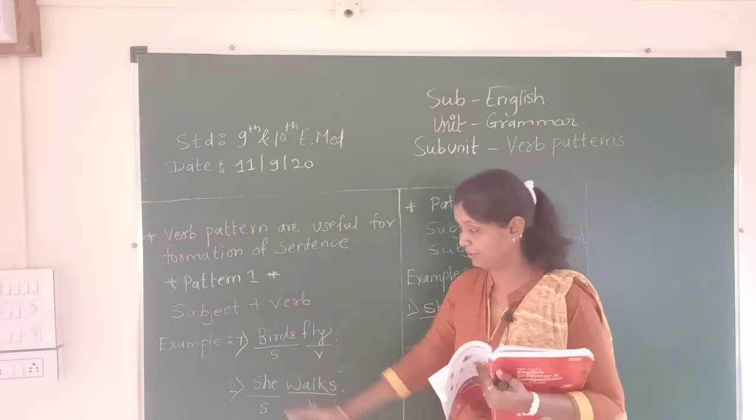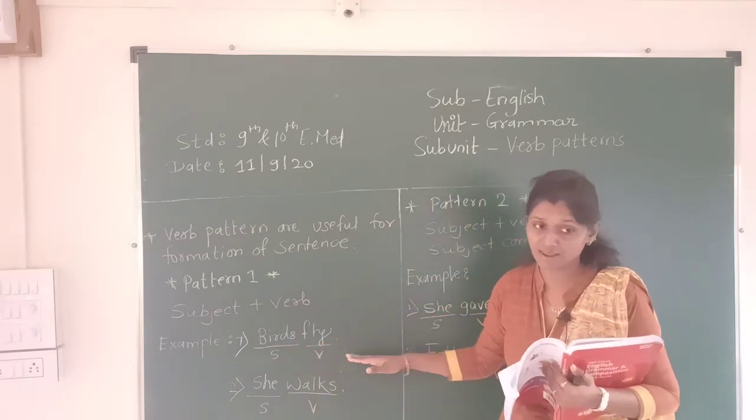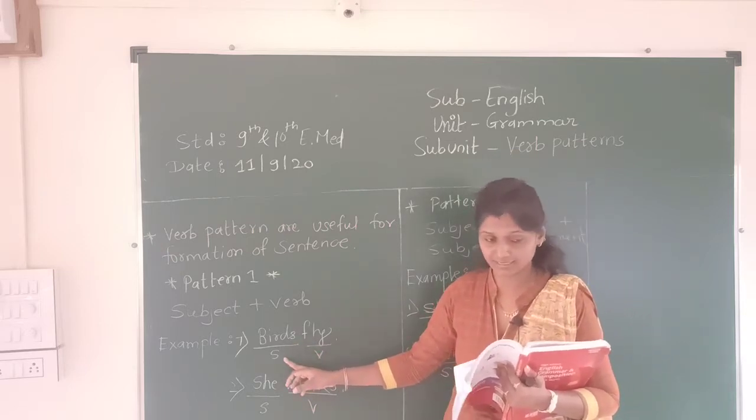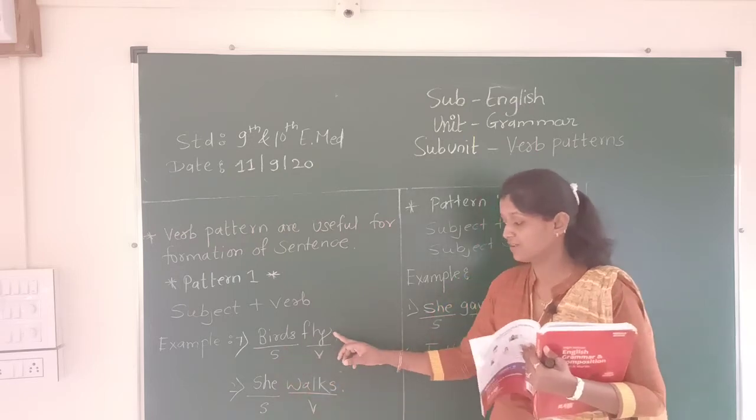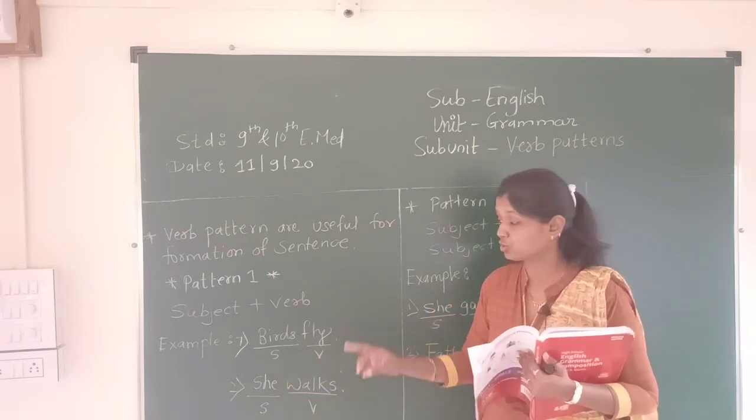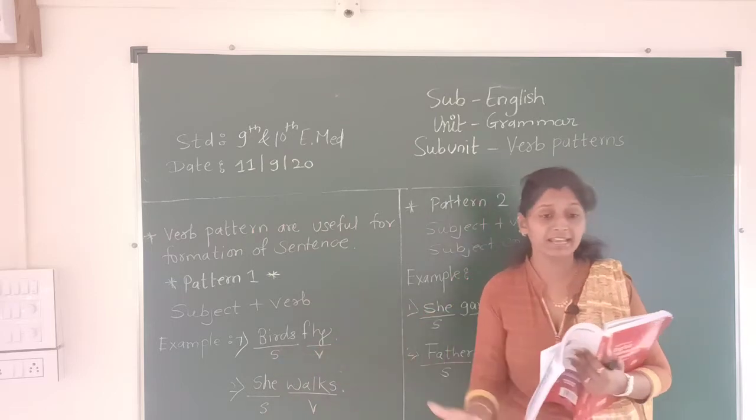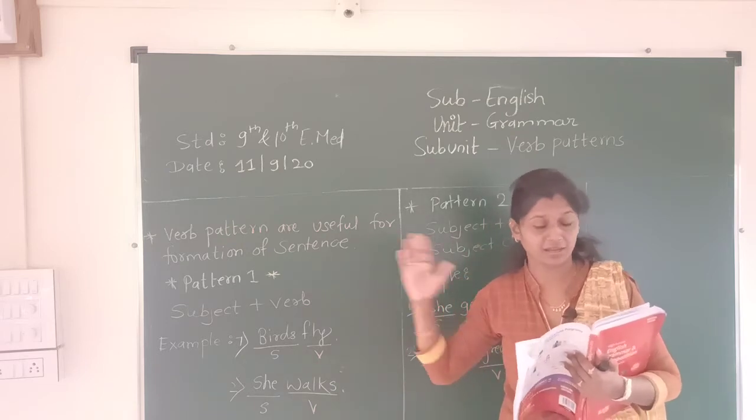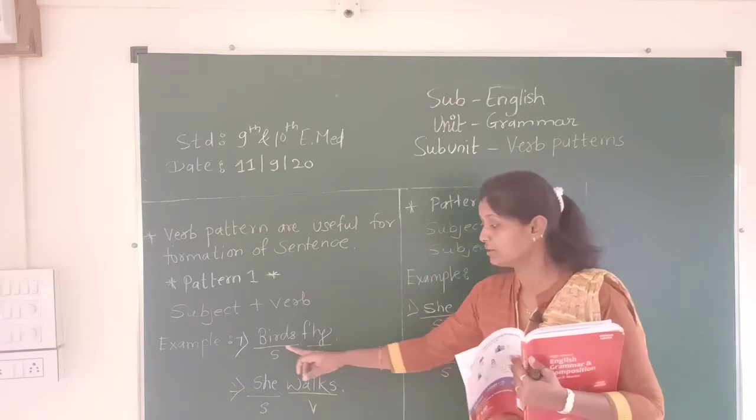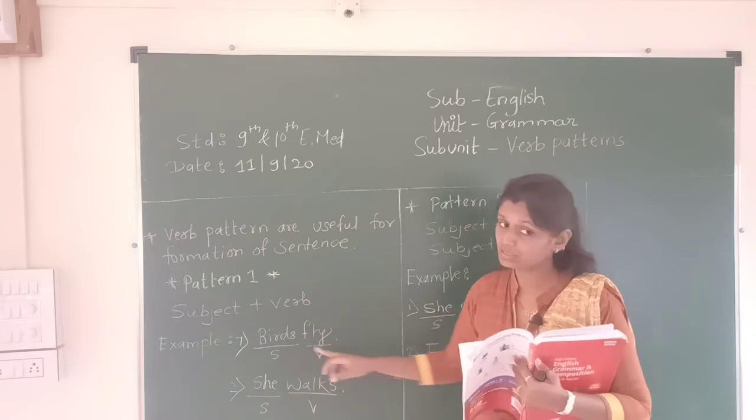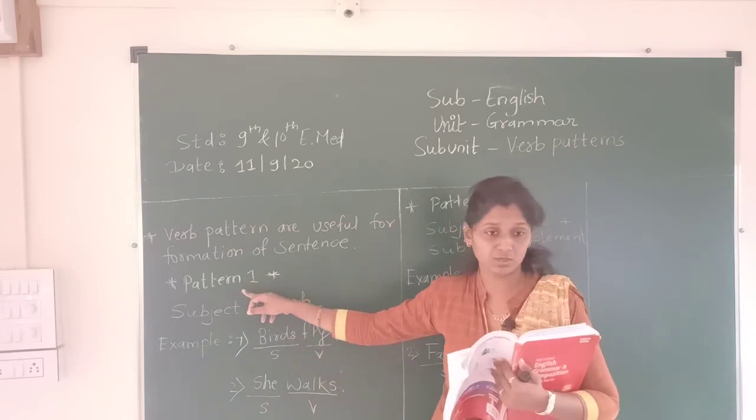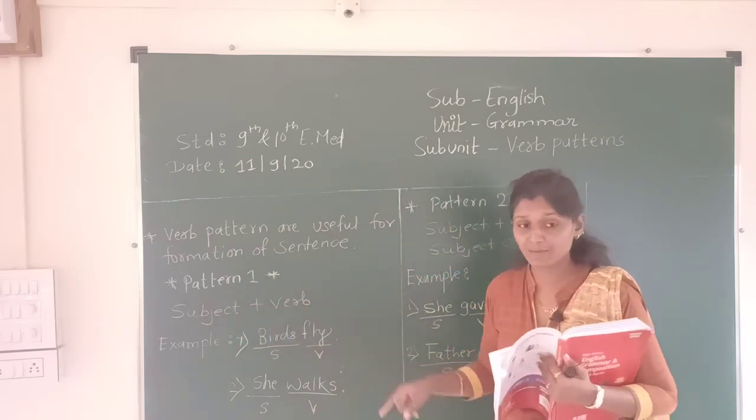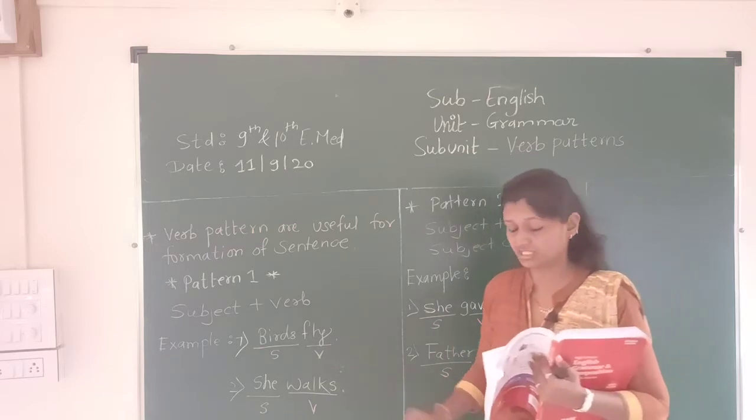Let's see an example. Birds fly. Now in this sentence, birds is a subject, and fly is a verb. So with the help of only two words, we can know about birds flying. Birds fly. So this is the first pattern of verb, that is subject plus verb. With the help of this pattern, you can make other sentences also.